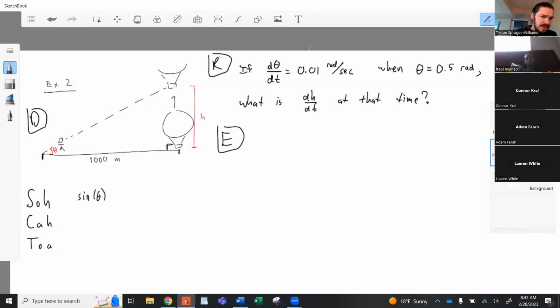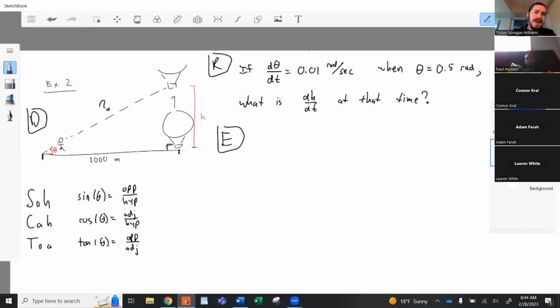Sine of the angle is going to be opposite divided by hypotenuse. Cosine of the angle is going to be adjacent divided by hypotenuse. And tangent of the angle is going to be opposite over adjacent. So let's put a question mark here.